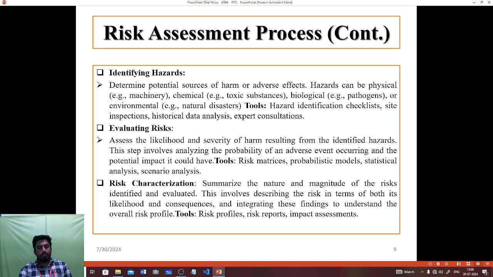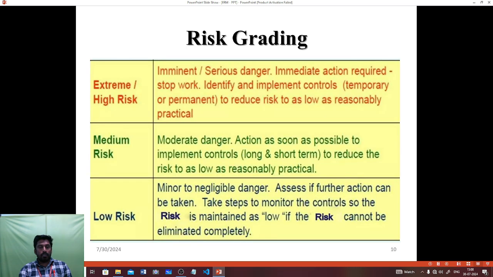One is risk profiles, risk reports, and risk assessment. These are the tools we use for identifying the risk characterization. Here we give some grading for the risk. What we have done or managed is the grading. What are the gradings for a particular risk?